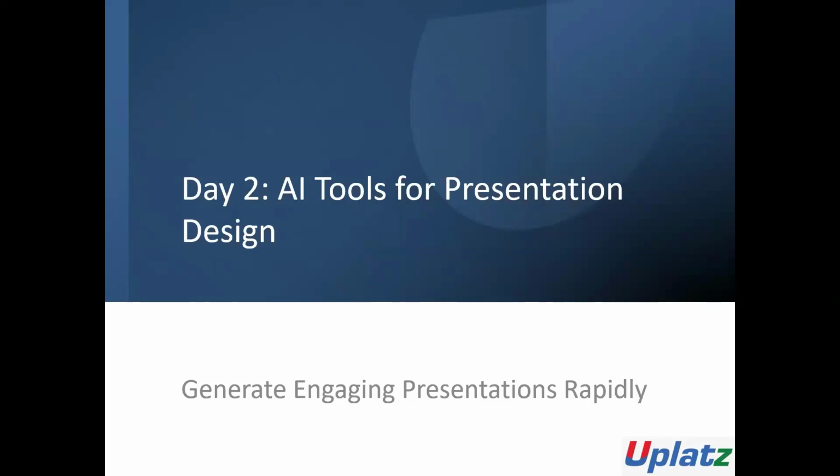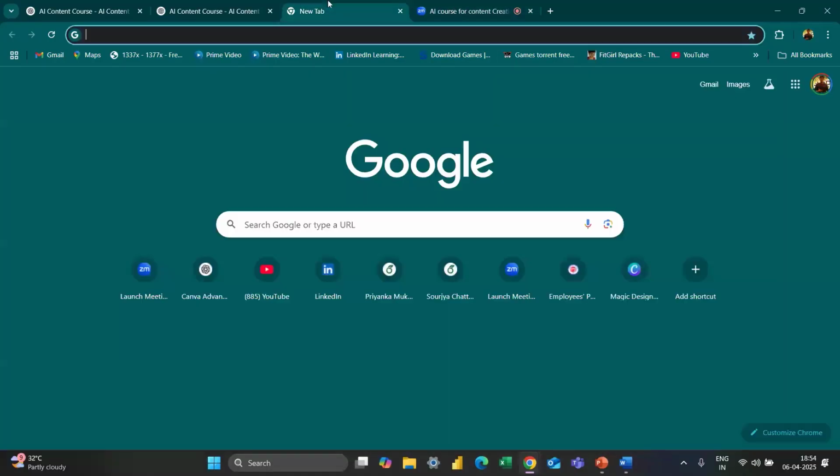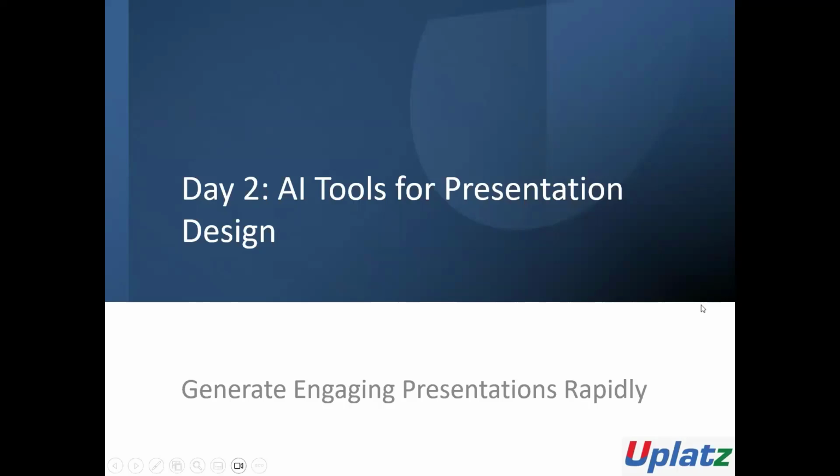Today's topic is AI tools for presentation design, where we are going to learn how we can generate our presentations in a very rapid manner. Traditional presentation tools require design skill, formatting time, and content writing from scratch. Through this session, we are going to use some easy hacks and understand how we can improve our presentation skills using some AI tools. It will also help us generate engaging presentations in a much more rapid manner.